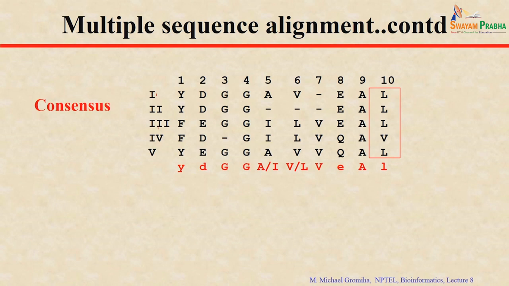For example, here I give 5 sequences, 1, 2, 3, 4 and 5. If you see the different positions, say 10 positions, and if we consider the first position, it is accommodated with which residues?